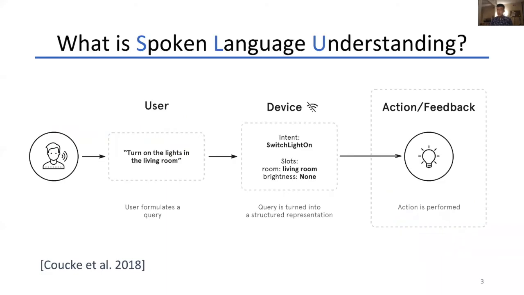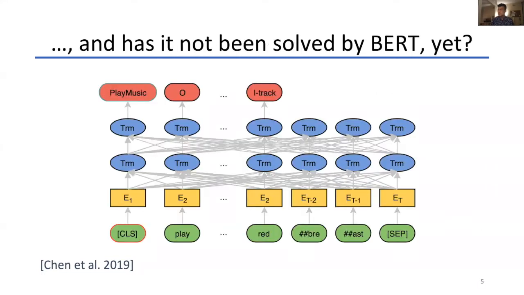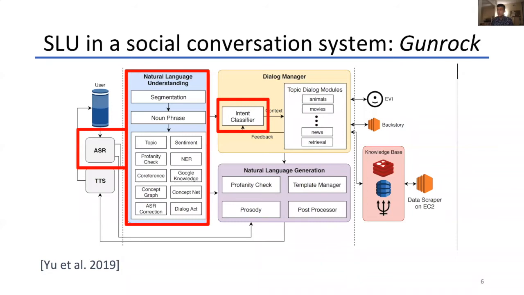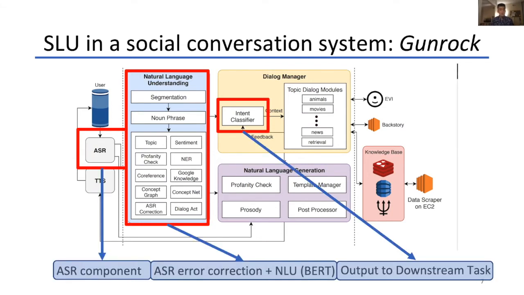So spoken language understanding is the process of extracting semantics from speech. And semantics are usually defined as intent and slot sequences. For SLU, we can put it in the context of a social conversation system. And this is GunRock from the Alexa Prize Grand Challenge contest. We can see that there are mainly two components in the SLU system. There's the ASR, which transcribes the speech utterance to a transcript, and there's the NLU model, for example a BERT, that parses the text transcription and returns intent and slots for the downstream task.